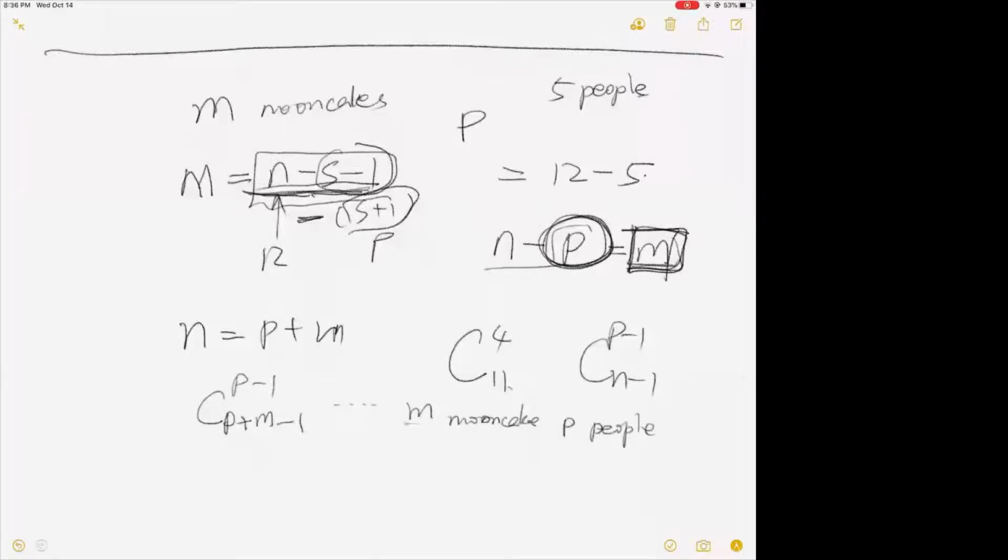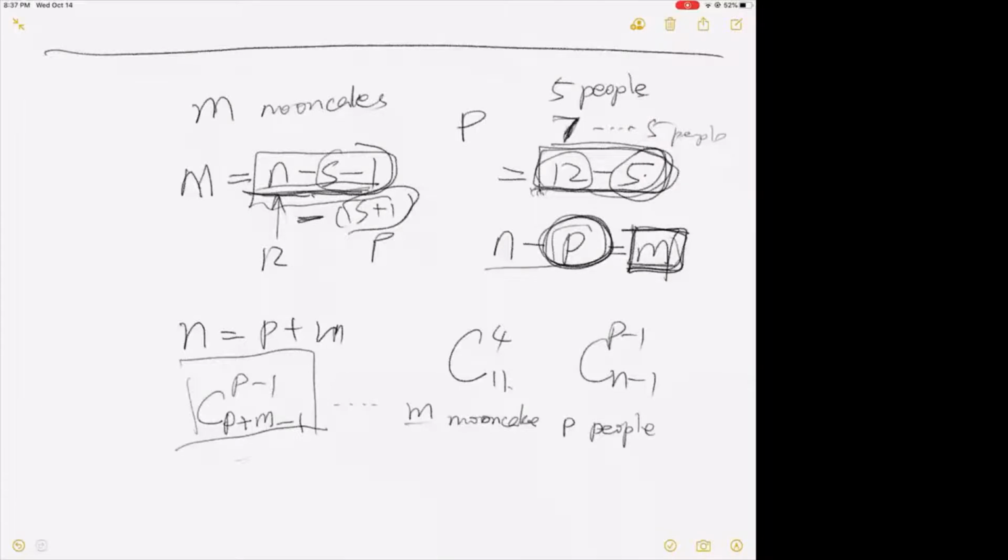So what Kyle is doing, Kyle started with the problem that everyone will have at least one mooncake. But that's basically equivalent. Let's say 12 mooncakes, 5 people. If everyone has at least one mooncake, that's equivalent to allocating 12 minus 5, 7 mooncakes to 5 people, where some people may get 0. So these two problems are equivalent. That's where Kyle derived this one.